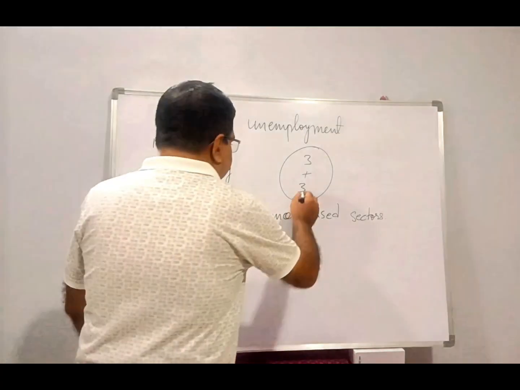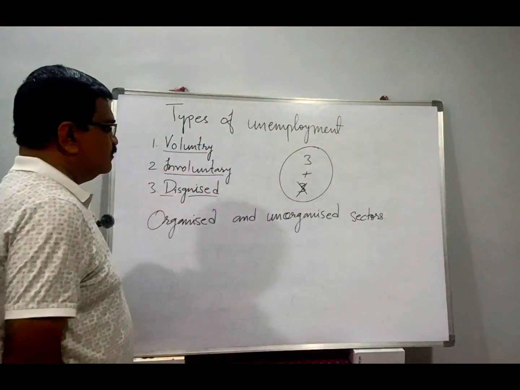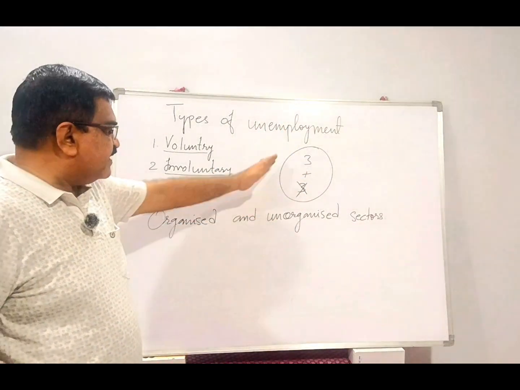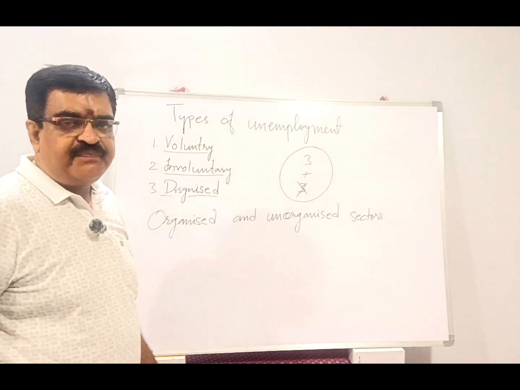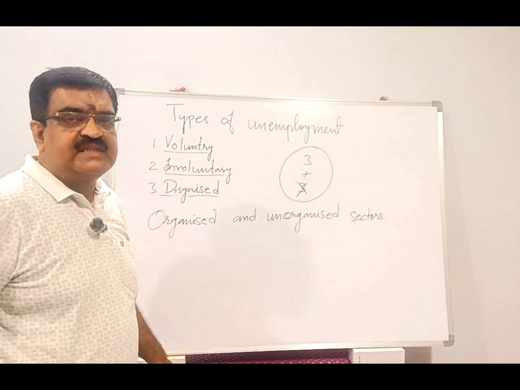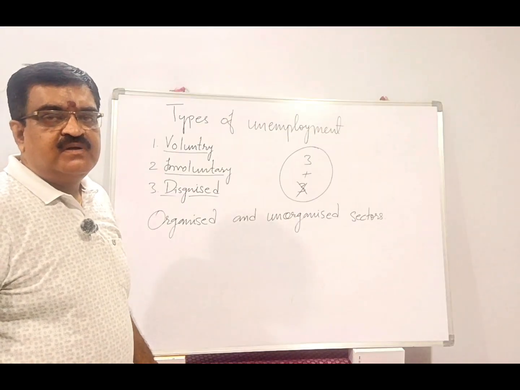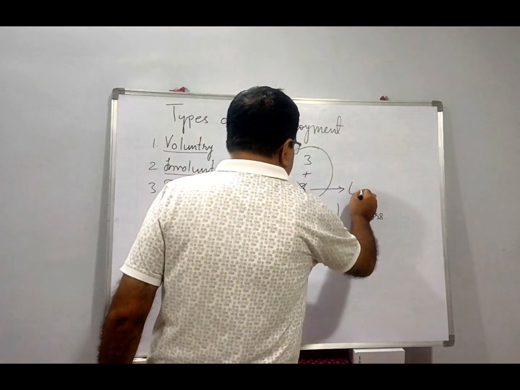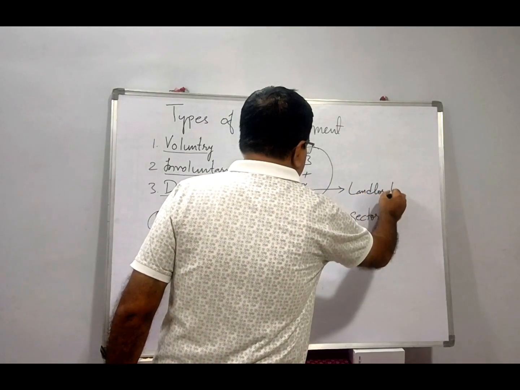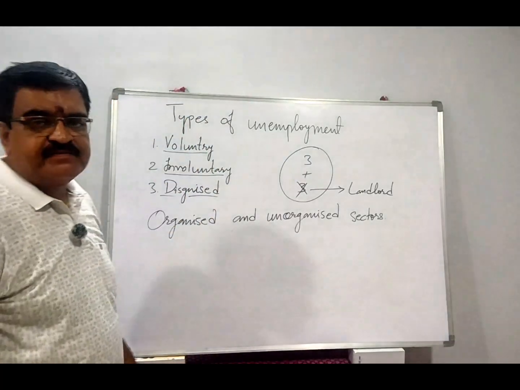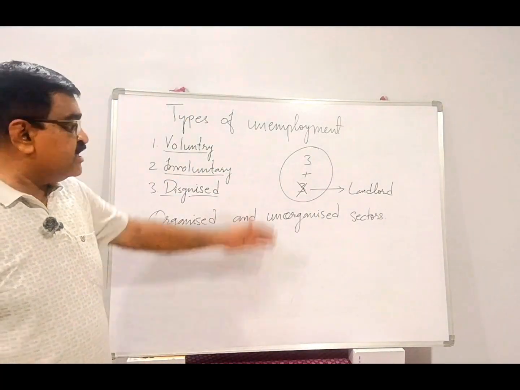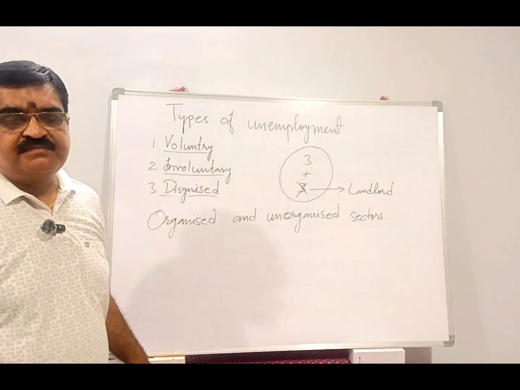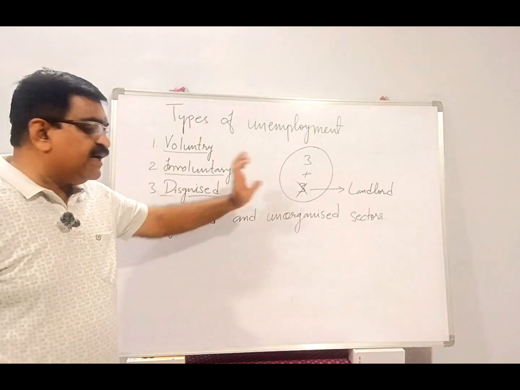Suppose these 3 members are removed from here, then there is no effect on the production. Same production will be there. If 3 members are working on this land, production will be the same. If 6 members are working on this land, production will be the same. So suppose these 3 members are hired by the landlord or any rich saukar of the village, then what will happen? Instead of working here, if these people are hired by the landlord, he will pay some money. That money will become the income of the family.